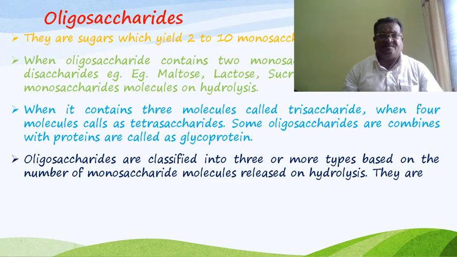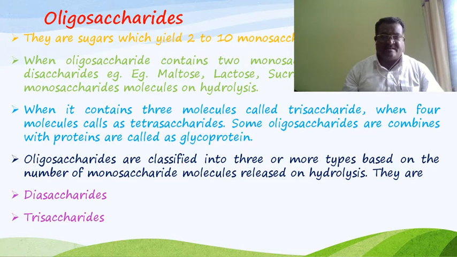Oligosaccharides are classified into 3 or more types based on the number of monosaccharide molecules released on hydrolysis. They are as follows. Disaccharides means 2 molecules of monosaccharides are released after hydrolysis. Then trisaccharides, that is 3 molecules of monosaccharides released after hydrolysis. And then tetrasaccharides means 4 molecules of monosaccharides released on hydrolysis.